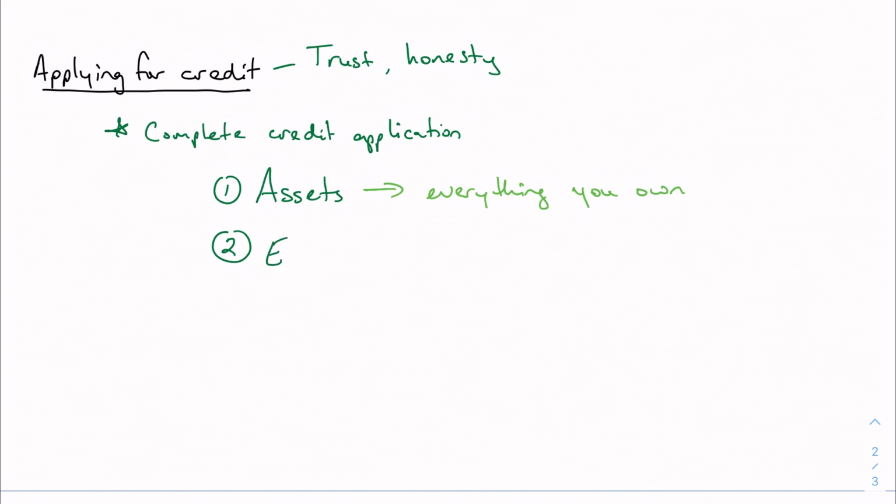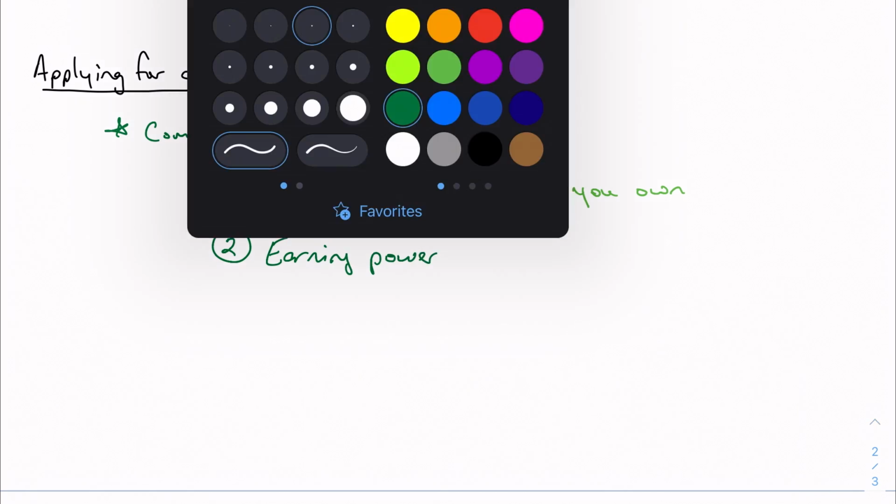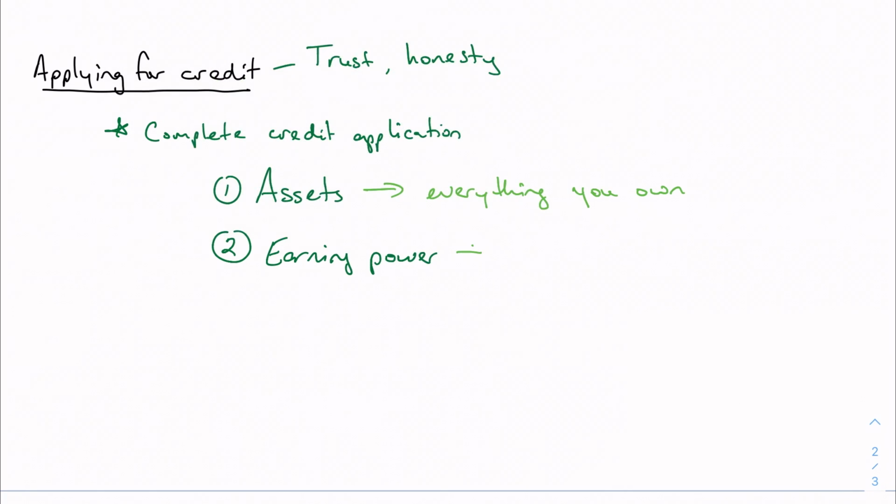The next thing is earning power. Earning power is your ability to earn money now and in the future. So if I'm applying for a loan and I have no income, they're going to be really skeptical of my ability to repay the loan.